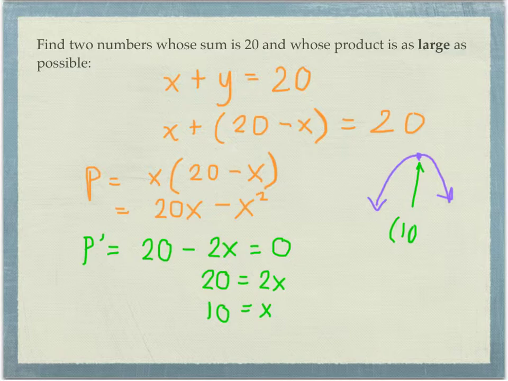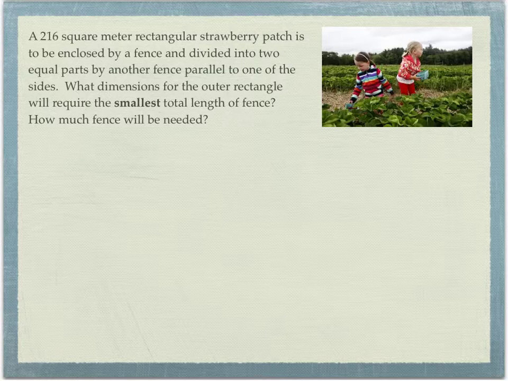All right, so that is our first example there of optimization. Let's tackle a little bit more perhaps. All right, so we have a rectangular strawberry patch, and it's got to be enclosed by a fence and divided into 2 equal parts by another fence parallel to one of the sides. What dimensions for the outer rectangle will require the smallest total length of fence, and how much fence will be needed? Alright, so first thing I'd like to do is try to draw a diagram of this.